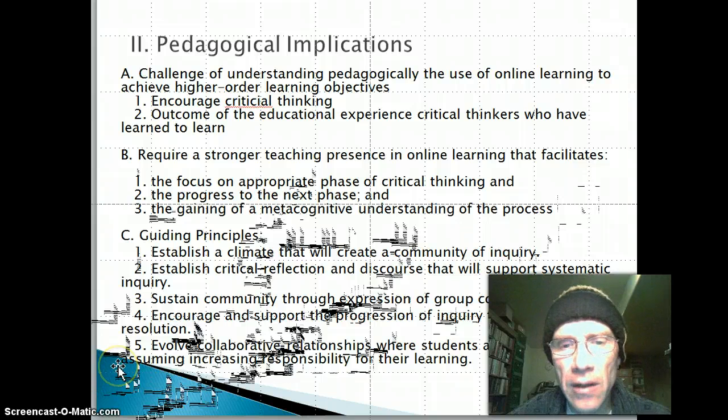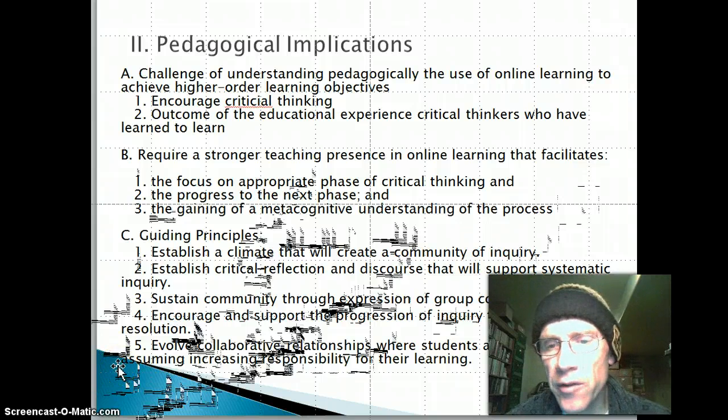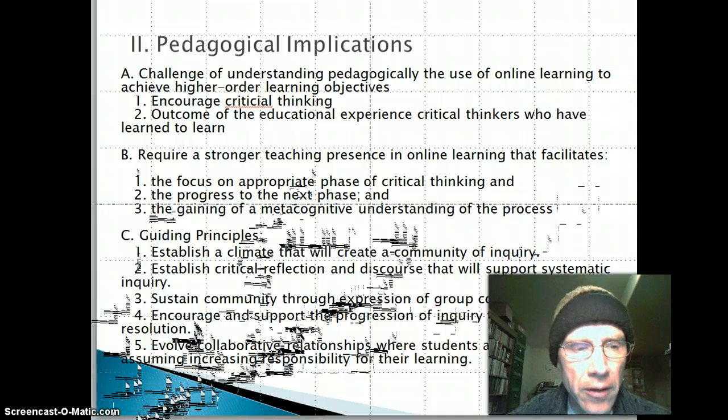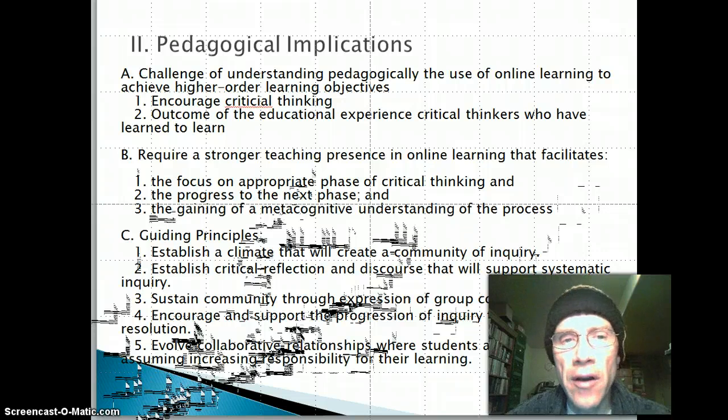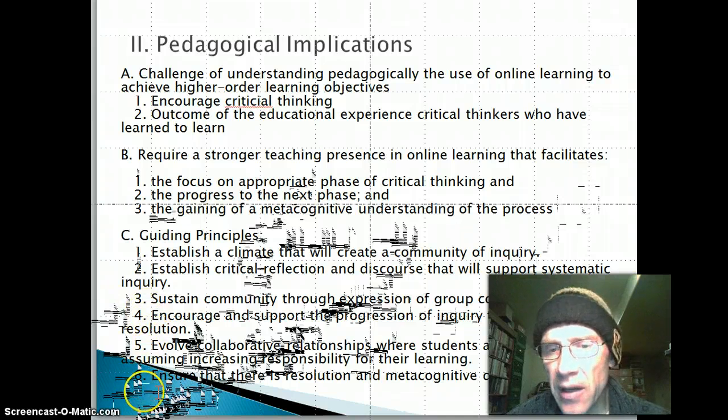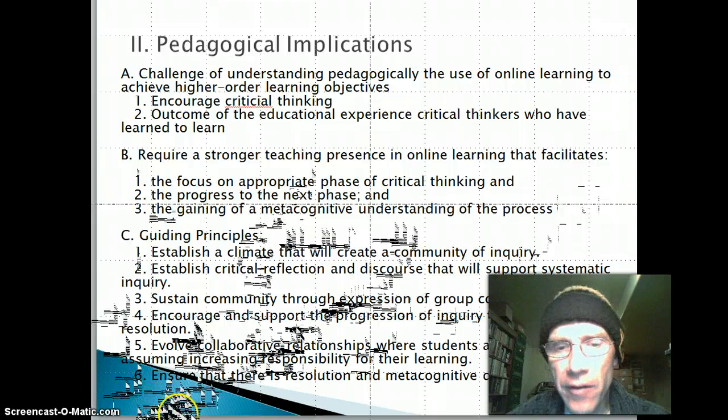Fifth, evolve collaborative relationships where students are supported in assuming increasing responsibility for their learning. This goes along with the challenge of helping learners learn to learn. And last, ensure that there's a resolution and metacognitive development on the part of the learners.